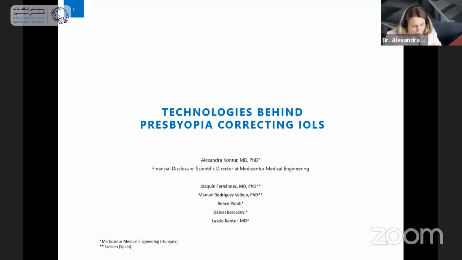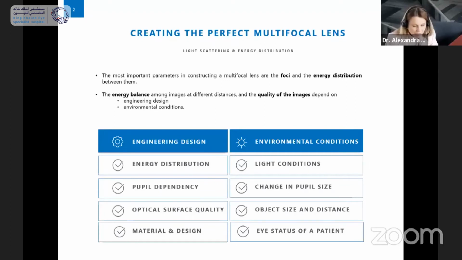Okay, so this is my disclosure. I am an ophthalmologist. I used to work as a specialist for inflammatory eye diseases, but for over 10 years now I'm scientific director at Kontur Medical Engineering. This is a little overlook of what is behind presbyopia correcting IOLs, a dive from the company's point of view, to know a little more about different technologies, because I think it's very important for you in practice when you are choosing an IOL.